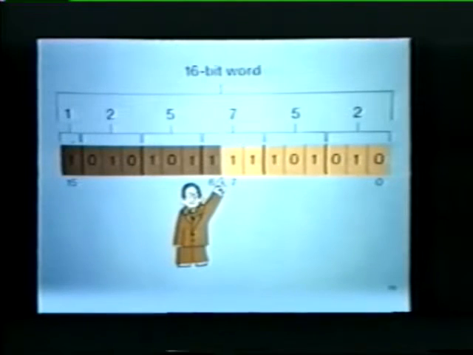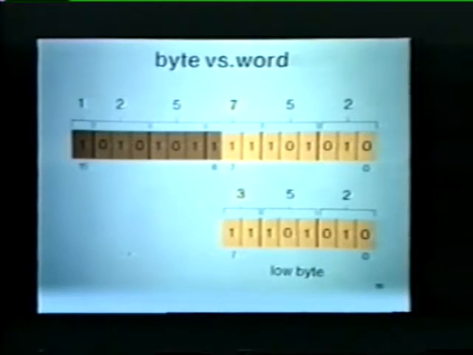Here, we see a typical 16-bit word represented by its octal value 125752. Note that the boundary between the two halves of the word falls between bits 7 and 8. This boundary must be taken into account when we assign octal values to high bytes and low bytes. For example, if we choose just the low byte within this word, the resulting octal value is 352.